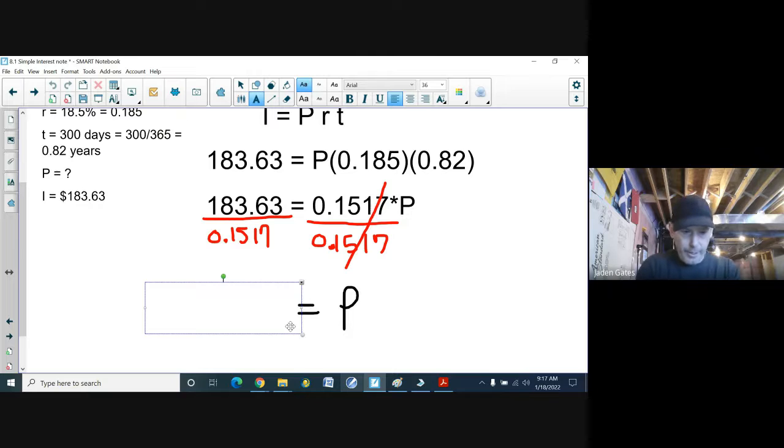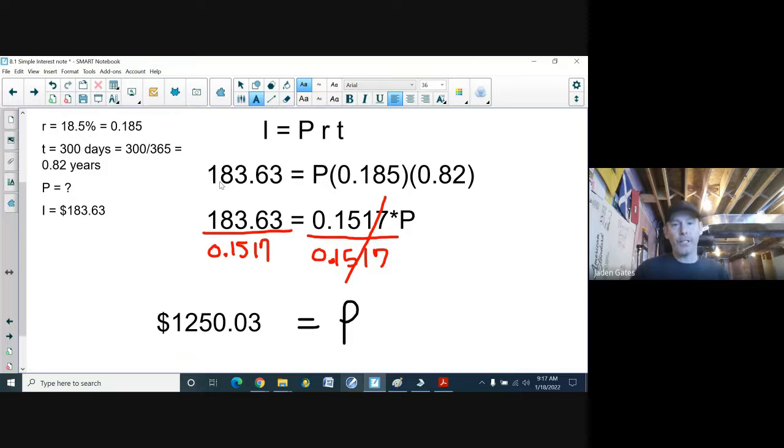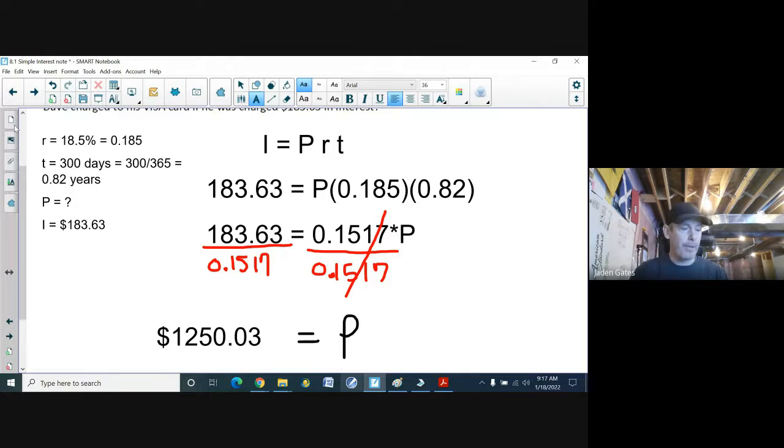I end up with, Dave borrowed how much money here? He borrowed $1,250, and don't forget the 3 cents. There we go. So he borrowed $1,250.03. He did that for almost a year, and it cost him $183.63. There we go. So again, borrowing ain't cheap.